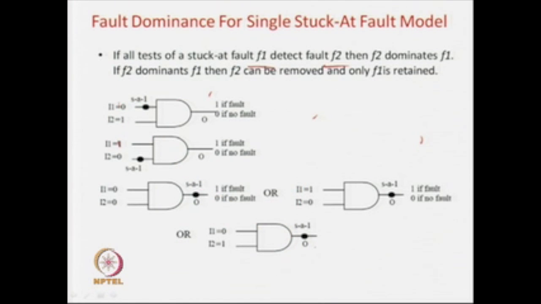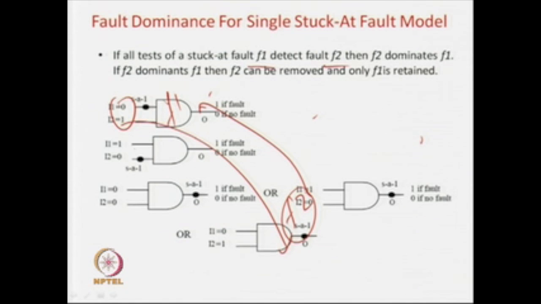If I consider this one as F1 and this one as F2, then see what happens. All tests of F2: this is one test of F2, this is one test of F2, this is one test of F2. All tests of F1 should detect F2. So this one does not detect F2. So F2 does not dominate F1. But we can easily say that all tests of F1, that is single in number, is detecting this one. So F1 is detecting F2. So F2 is actually dominating this one.